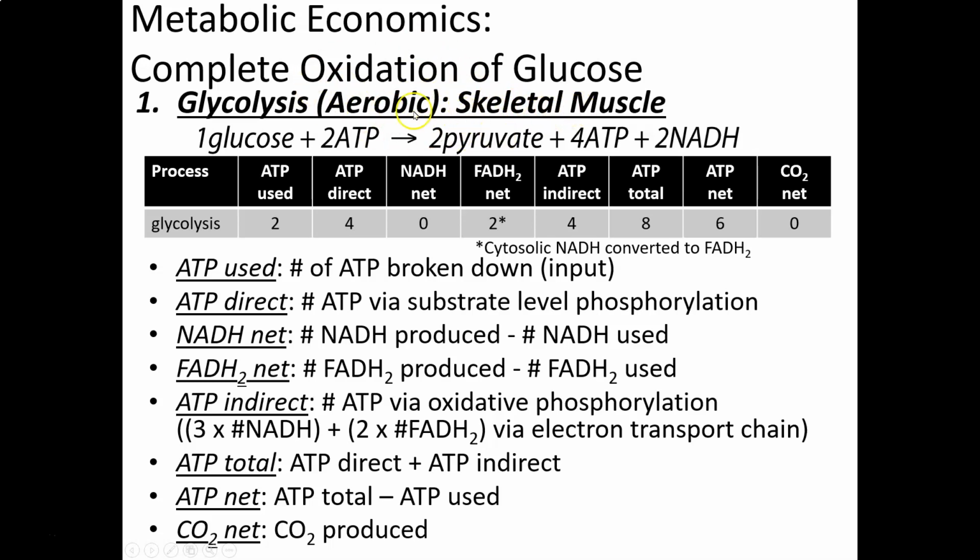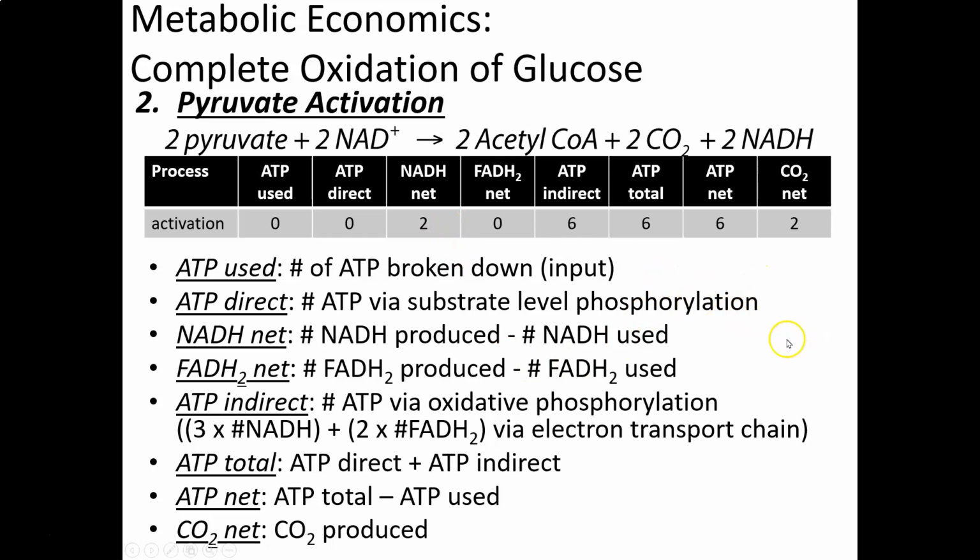When you have the complete oxidation of glucose with aerobic pathways, breaking glucose down completely and using it for energy. Now, pyruvate activation happens the same no matter what. So whether it was the heart or liver or skeletal muscle, it doesn't matter. Once we get into the mitochondria, everything else is the same. So the pyruvate activation, okay, we turn 2 pyruvate into 2 acetyl coenzyme A's. In that step, we get 2 CO2s and 2 NADHs.